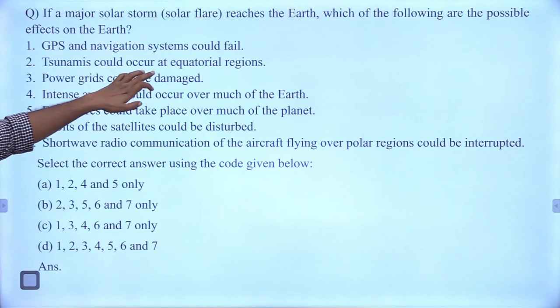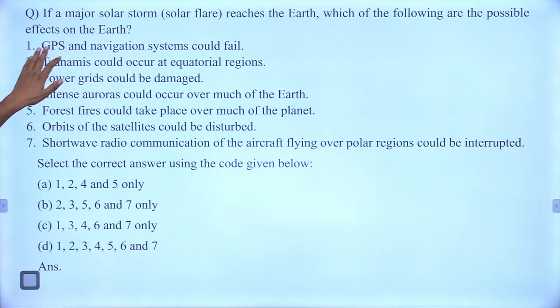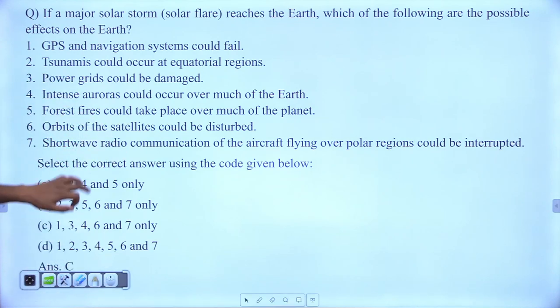Tsunamis occurring in equatorial regions? The answer is no. Power grids could be damaged. Yes. Intense auroras could be formed. Yes, we have discussed this. Forest fires nahi ho sakta. Orbits of the satellite could be damaged. Yes, there was a war-like situation because of this in the early 80s and 90s.